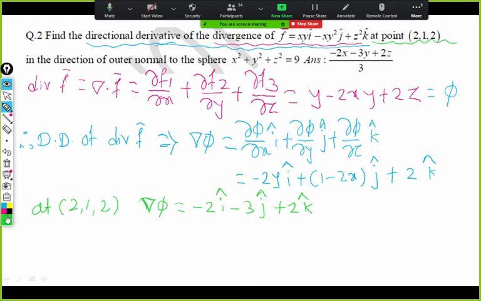Now the last part we left is this one. We want the directional derivative in the direction of the outer normal to the sphere. So we want the outer normal to the sphere. That is the next step. How to get a normal vector to the sphere? Tell me, how to find the normal vector to this sphere?